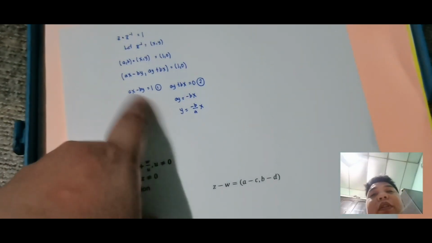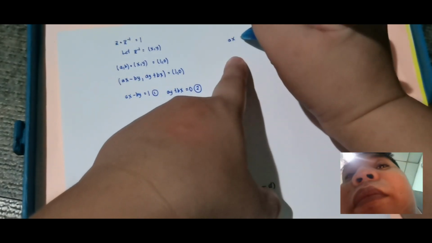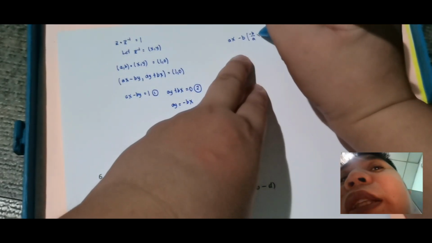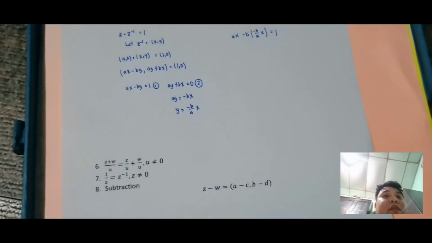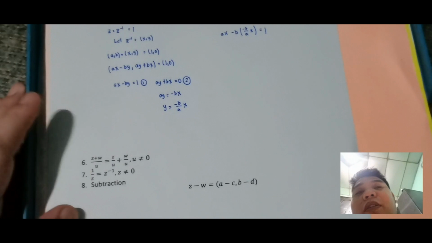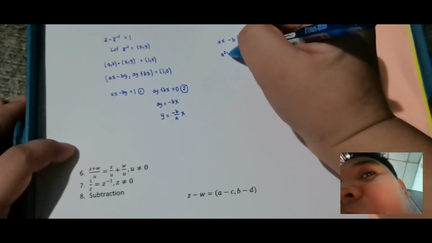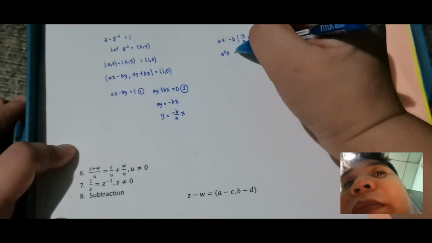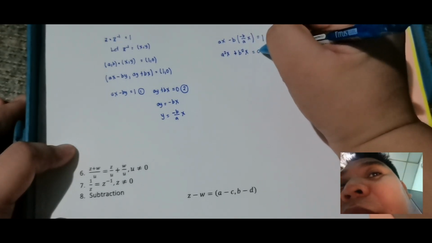Okay, so itong part na to, isa-substitute natin to sa equation 1. So sa equation 1, that is ax, okay, minus by, y is negative b over a times x. Okay, this is equal to 1. Okay, so next, simplify natin. Multiply the whole equation by a, then simplify natin further. That is a squared x minus, or negative b times negative b is positive b squared x, equals a.